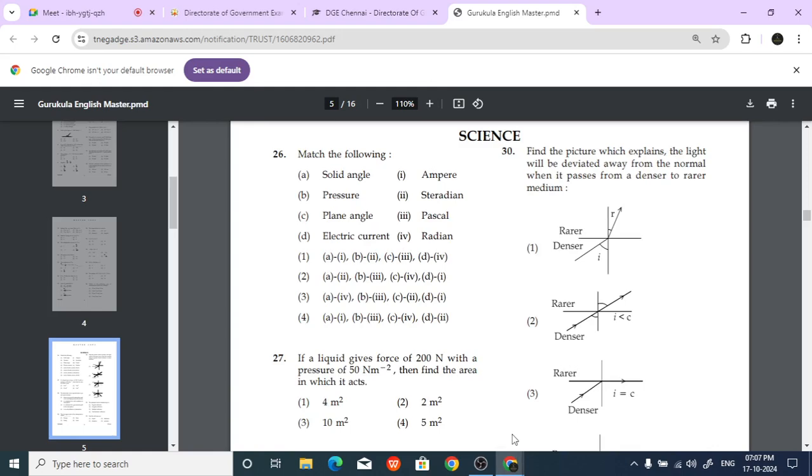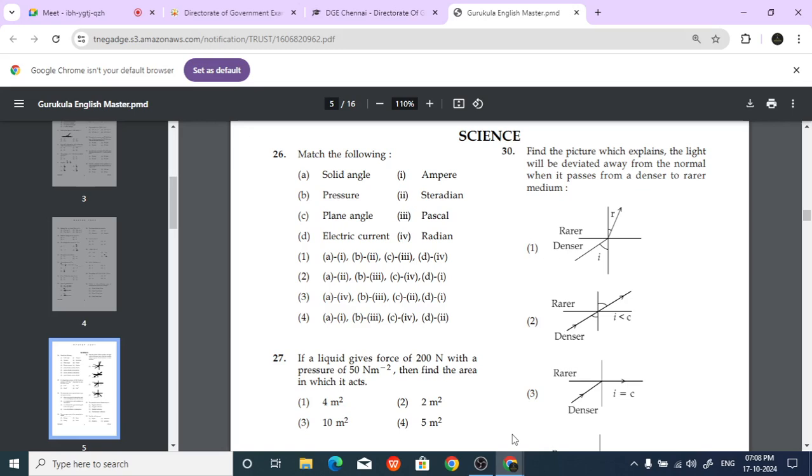If a liquid gives a force of 200 Newton with a pressure of 50 Newton per meter square, then find the area in which it acts. We have to say per meter square. 50 Newton per meter square, then find the area in which it acts.